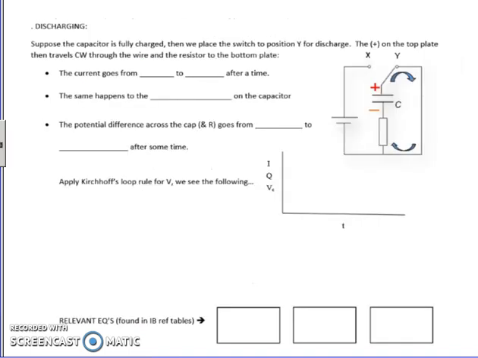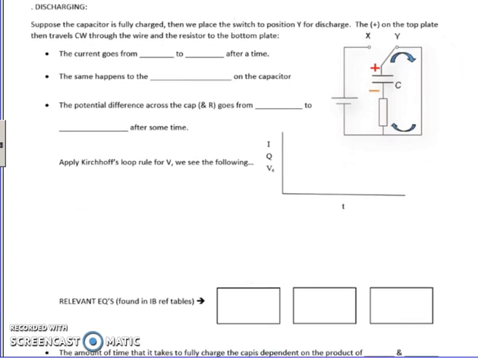Okay, let's look at discharging. Discharging is not going to be that much different. I just want to show you a schematic to show you how we might set up the simplest schematic where we could charge and discharge a capacitor simply by moving switches. So right now, as it's shown, it's in position Y. Let's pretend we started in position X. We had an uncharged capacitor.